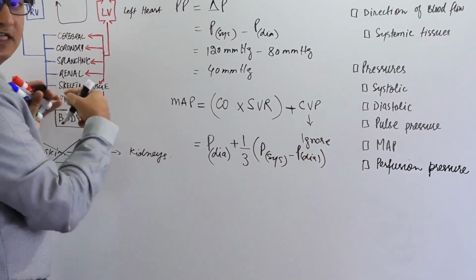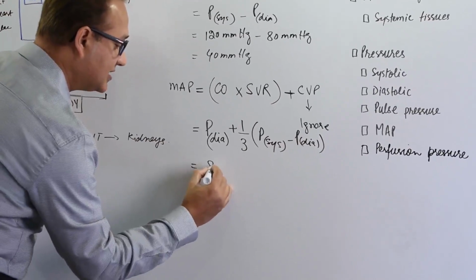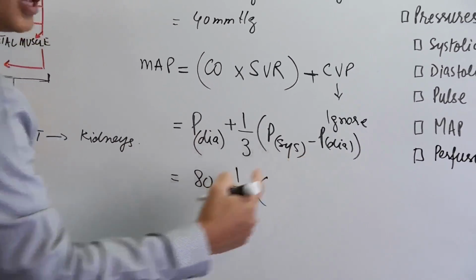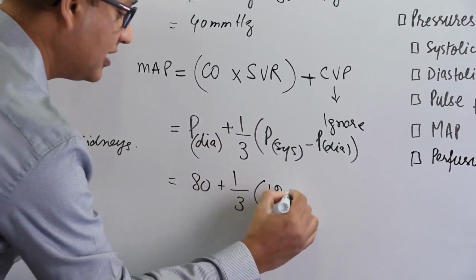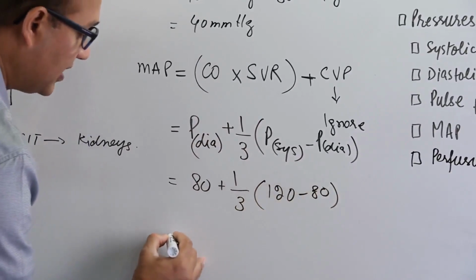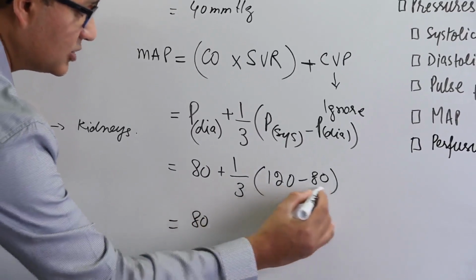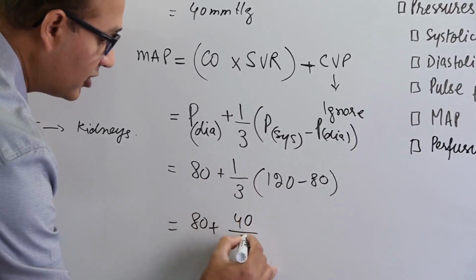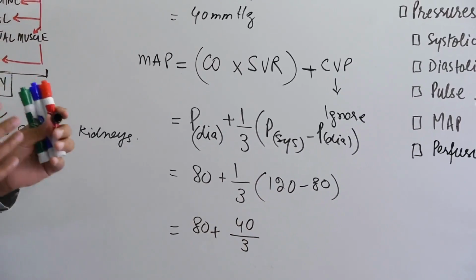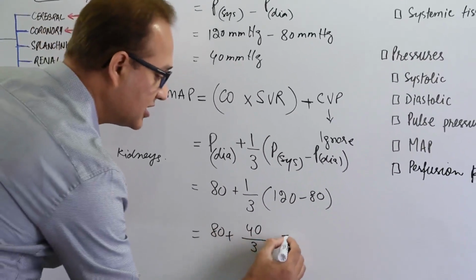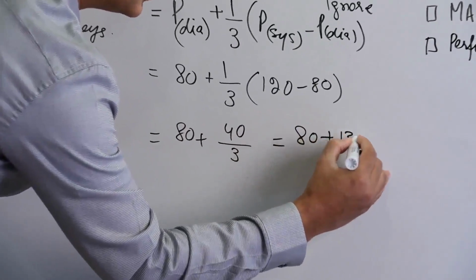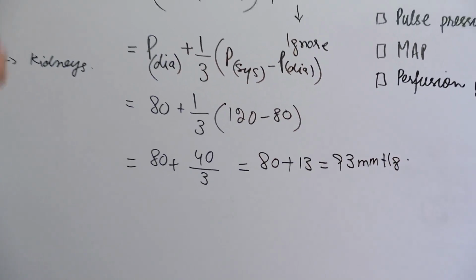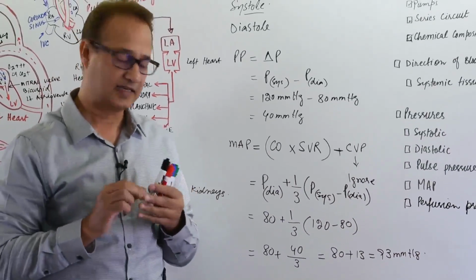So if we use that for this healthy individual, we'll say this: 80, that is the diastolic pressure, plus 1/3 of the difference between systolic and diastolic. What is the difference between them? 120 minus 80, which is 40. So this would be 80 plus 40 by 3. 40 by 3 is roughly 13.3. So I'm going to say 80 plus 13 is 93 millimeters of mercury. That is the mean arterial pressure. So you can assess it.